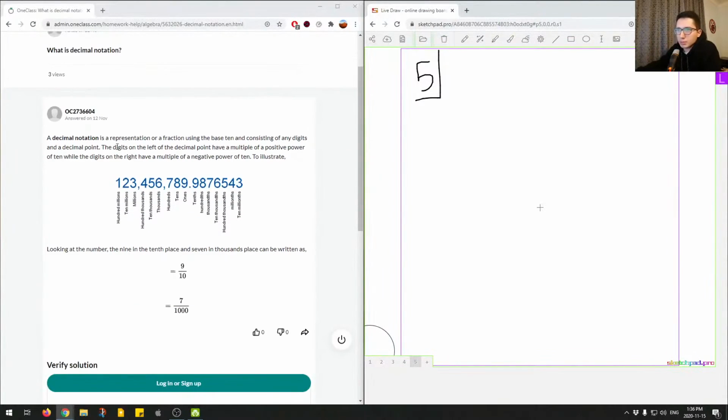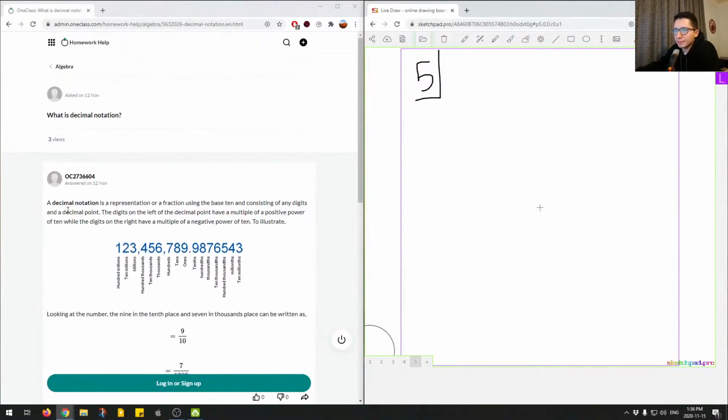Alright, so a decimal notation is a representation of a fraction using the base 10 and consisting of any digits and a decimal point. The digits on the left of the decimal point have a multiple of a positive power of 10, while the digits on the right have a multiple of a negative power of 10, to illustrate. So this is kind of like a word explanation. Oftentimes it's hard to understand what this even means, but we'll go through this.